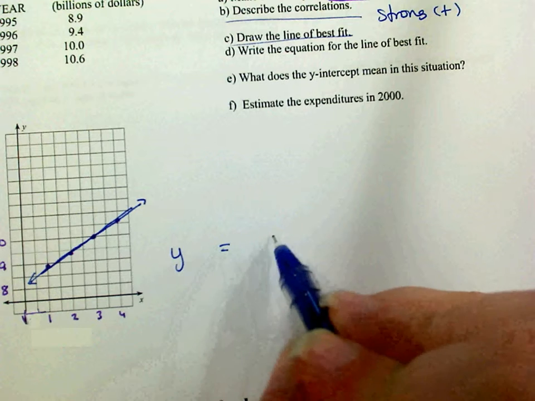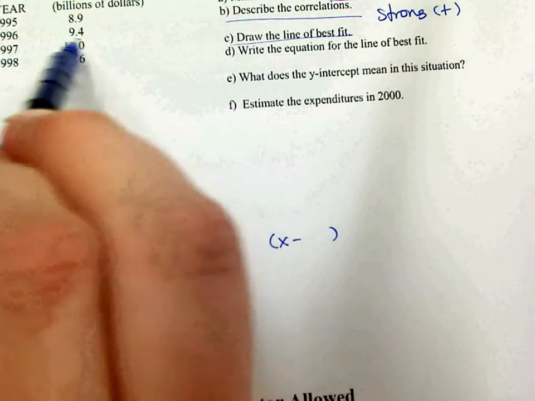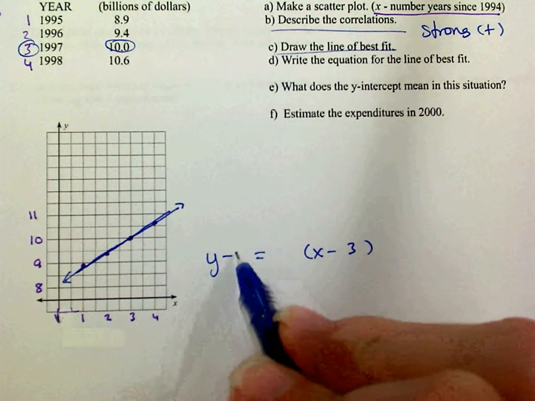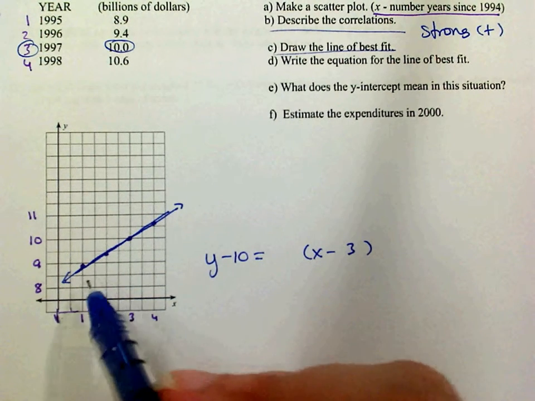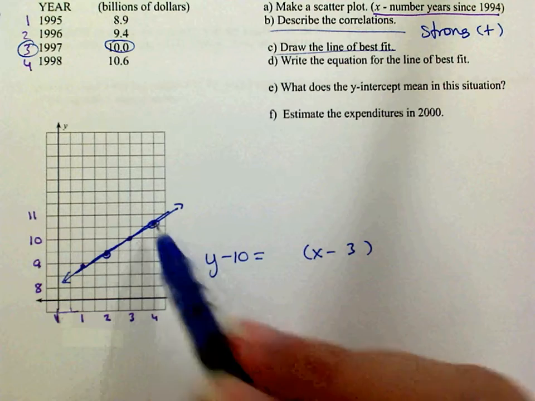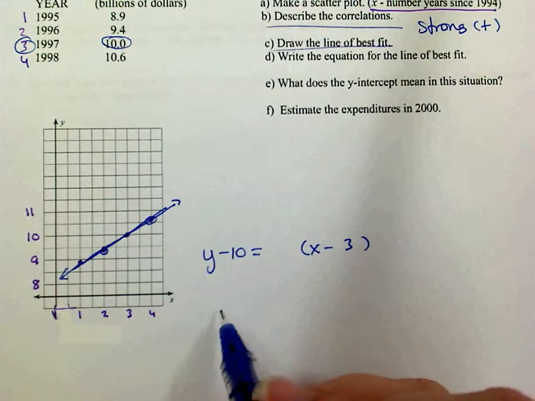Oh, you plug in points. You use slope form. The easiest point to me is 3, 10. You okay with that? So x is 3, y is 10. The slope, I don't know. I mean, the way I have it, I'm going through this point and that point. Do you want to find the slope between those two? Okay, so that's the slope between (2, 9.4) and (4, 10.6).